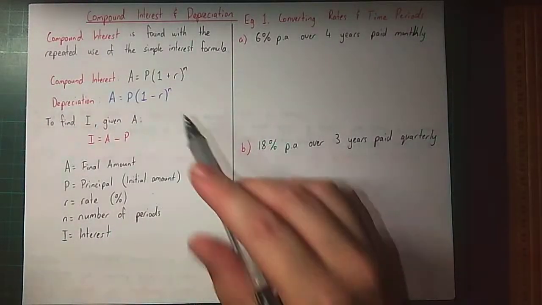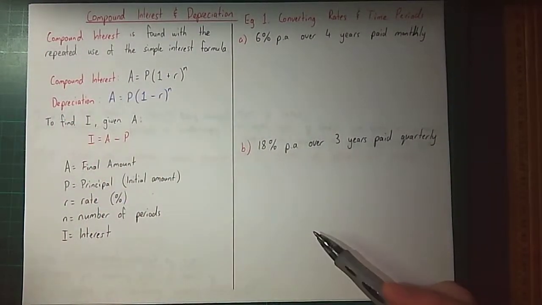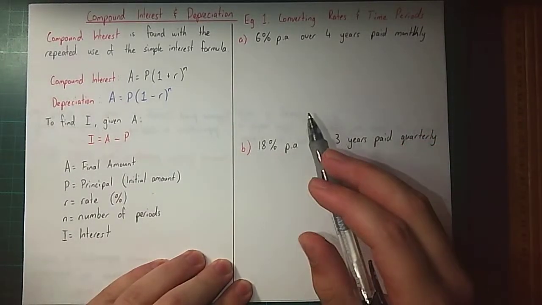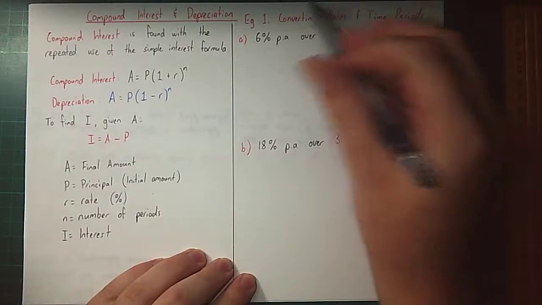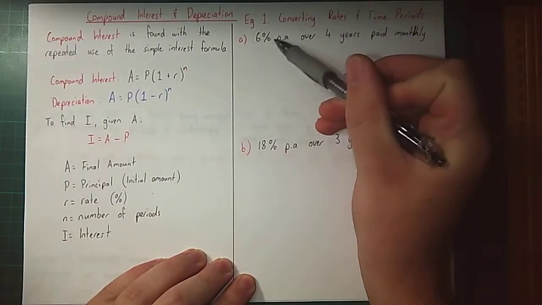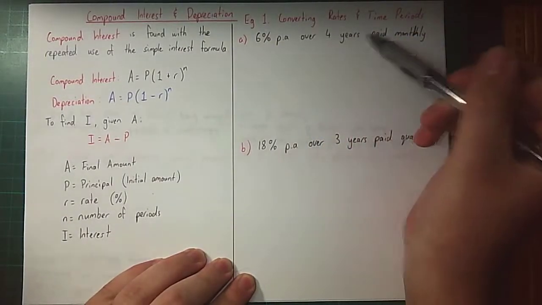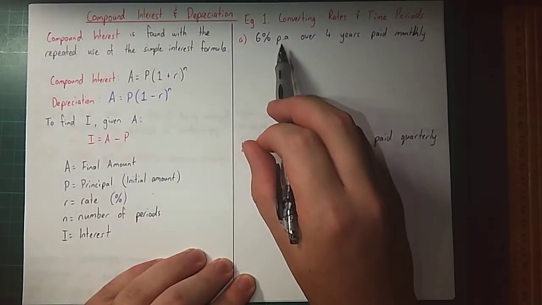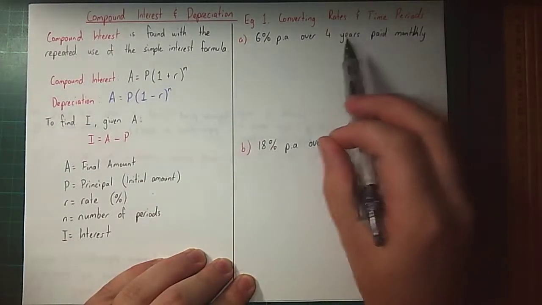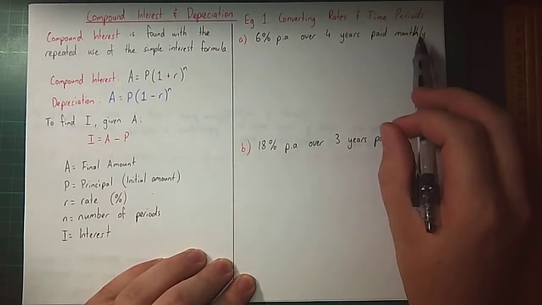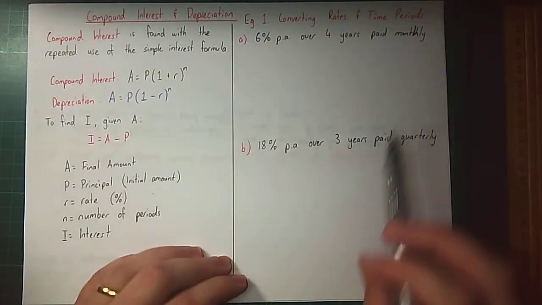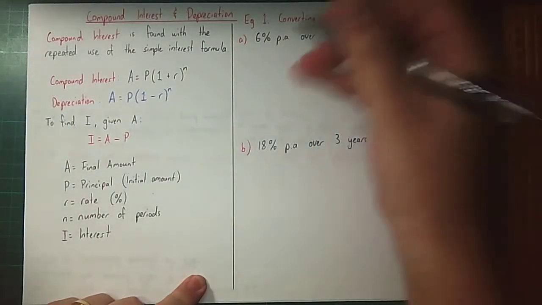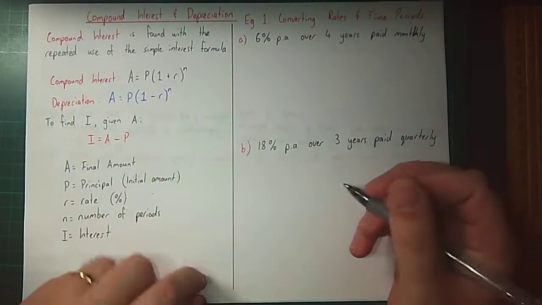But first, before we go jumping straight into using our formulas, we have to make sure that our rates and time periods are the same. So in this first example, we have 6% per annum over 4 years paid monthly. Now the issue here is PA means per annum, that's going to be yearly, and 4 years, that's in years, and we need it in months. So as we need it in months, we need to do some converting. So now, the way we'll convert this, first of all, we'll identify some things.